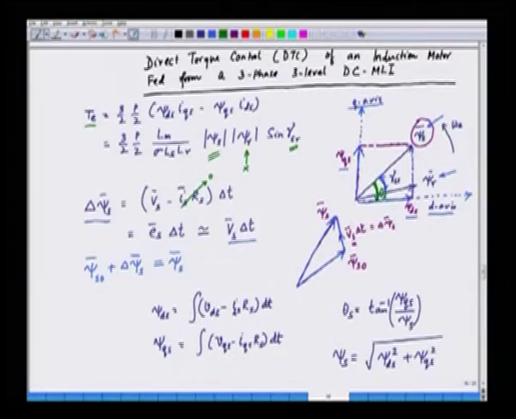This angle theta s is given as tan inverse of psi qs by psi ds, where psi qs is the q axis flux and psi ds is the d axis flux. The d and q axes are orthogonal, perpendicular to each other. So, if we take the tan inverse of psi qs by psi ds, we get theta s. So, theta s will help us locate the flux in various sectors.